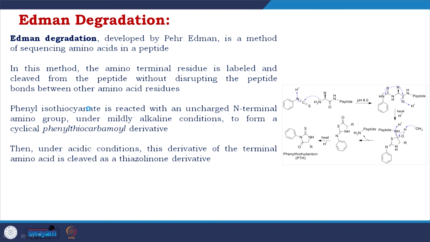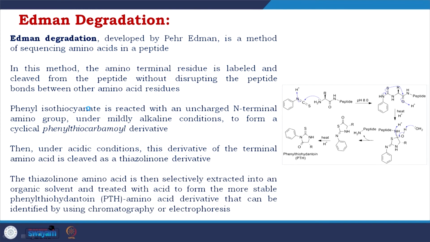Then under acidic condition, this derivative of the terminal amino acid is cleaved as a thiazolinone derivative, and ultimately this thiazolinone amino acid is selectively extracted into an organic solvent and treated with acid to form a more stable PTH or phenylthiohydantoin. This can be identified by using chromatography or electrophoresis. So, in this way you could keep identifying the N terminus amino acid.